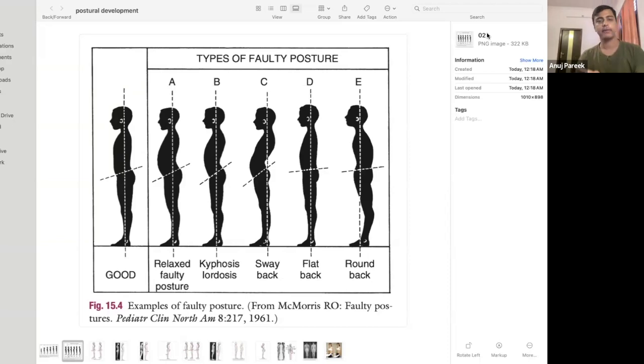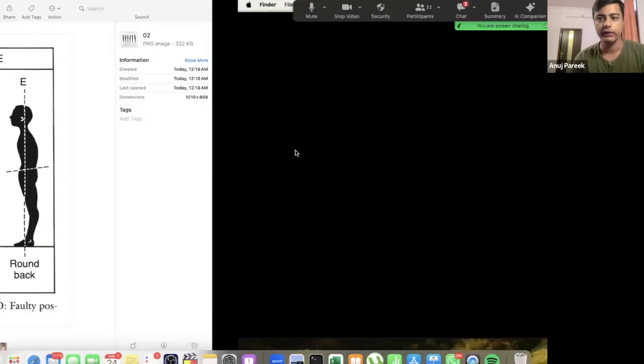Okay. Now, the next one. What is the other reason we can have curvature in the spine? That is called bow knees. Okay, I will tell you. We are here to study.